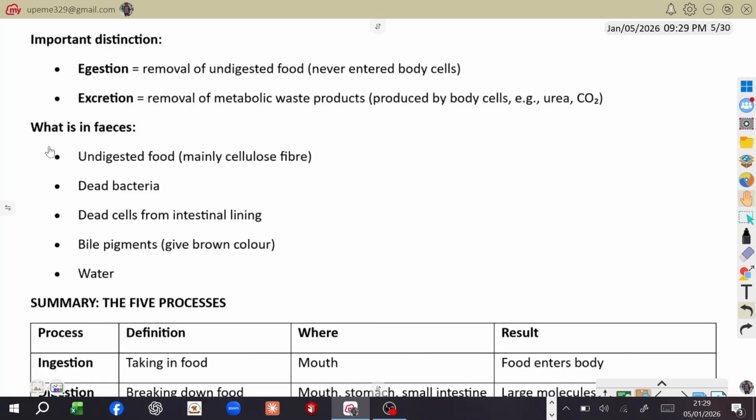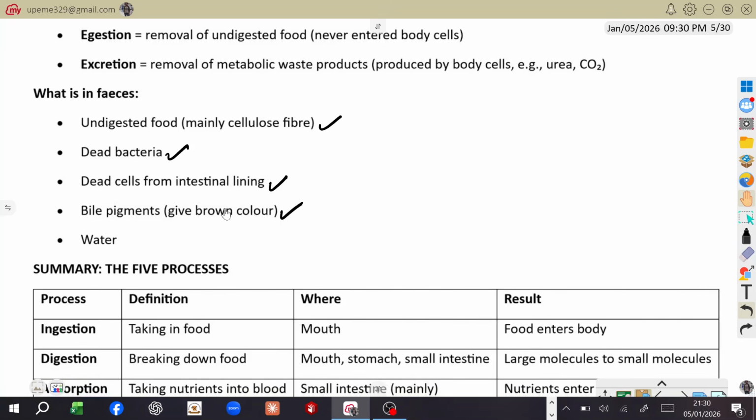All right. So what is in feces? There is undigested food, mainly cellulose or fiber. Also dead bacteria, also dead cells from the intestinal lining. Also bile pigments, which give the brown color. That's why feces have that color, because of bile pigments that are released during digestion, and also water. That's what is in feces.